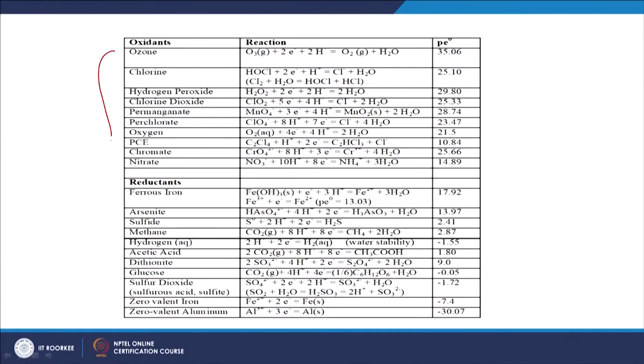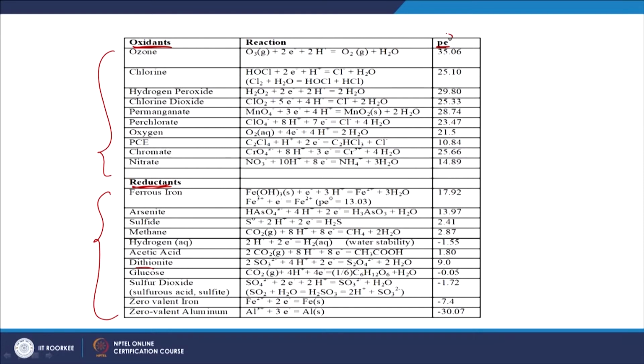So before we go further, I guess we are going to look at a few standard redox potential tables. Here, let us pay attention to these particular names. We have ozone, chlorine, hydrogen peroxide and so on. People with a background will know that they are oxidants. And here you have ferrous iron, sulfide, hydrogen and so on, and dithionite. People with a background will know that they are reductants or reducing agents.